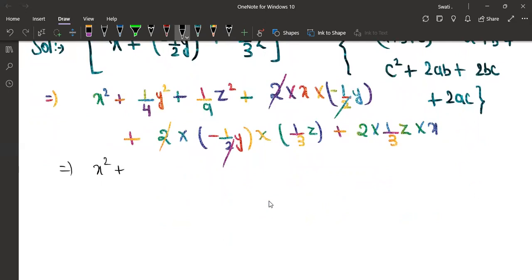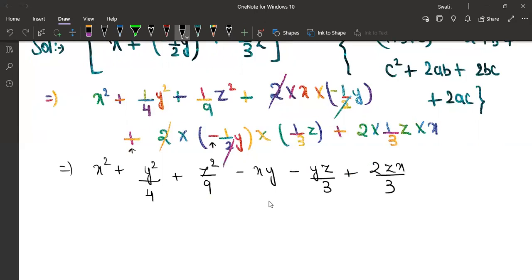And then we can also write down this as 1 into y square is y square only, because we know that anything multiplied by 1 is that thing only. So y square upon 4, and then plus z square upon 9, and then this will become plus into minus, minus, and this will become xy. And then here this will become plus, and there is minus. So plus into minus is, of course, minus. And of course, this will become yz upon 3. And then plus, this will become 2 xz or zx, you can write it anything, upon 3. All right. And this is the answer.